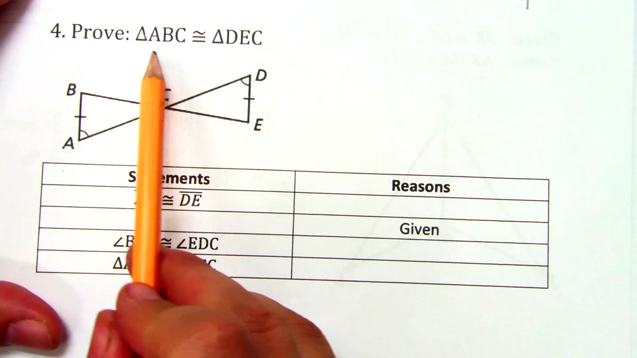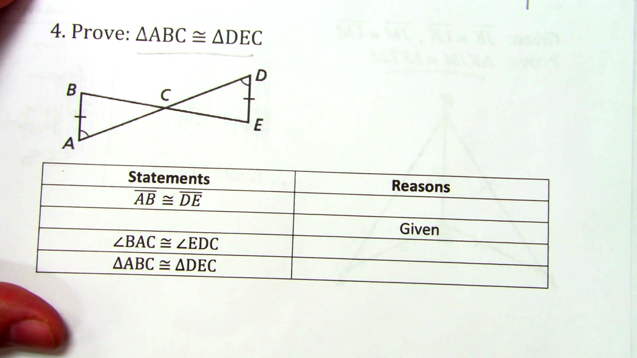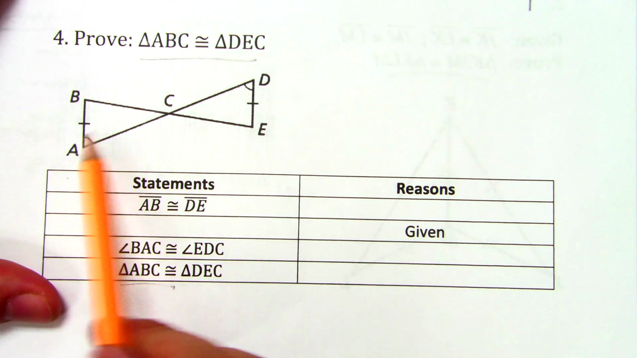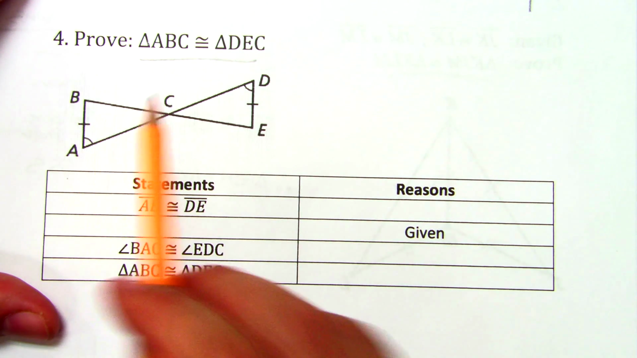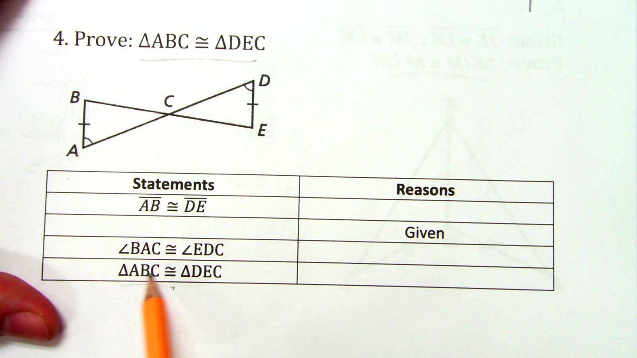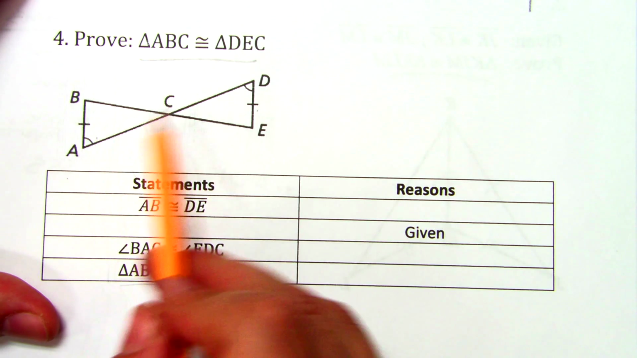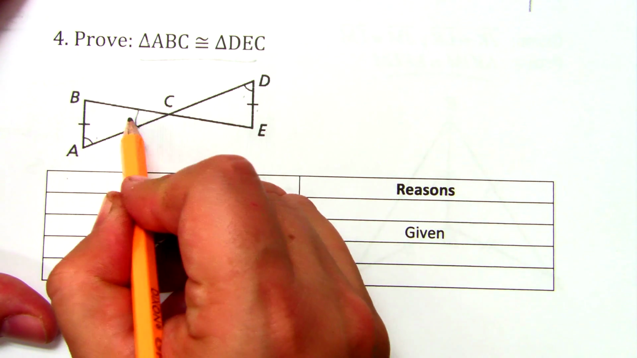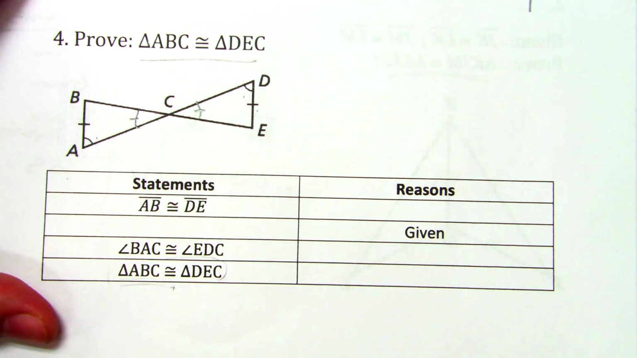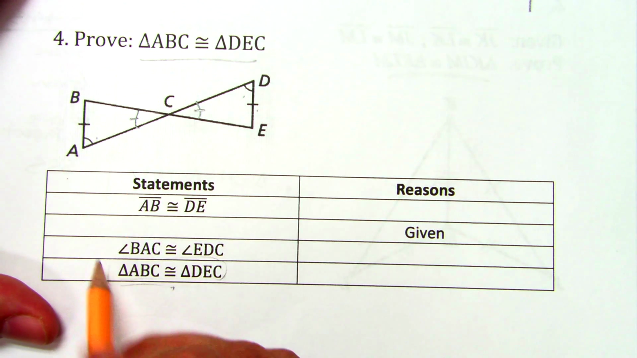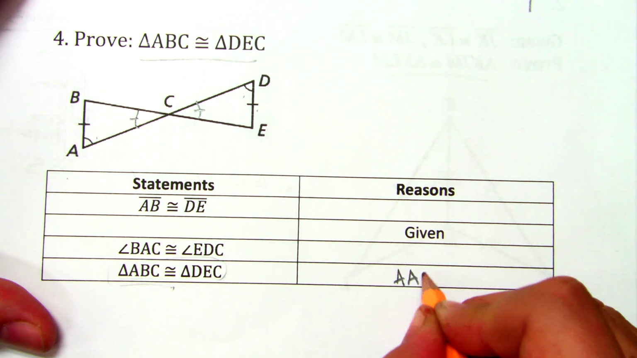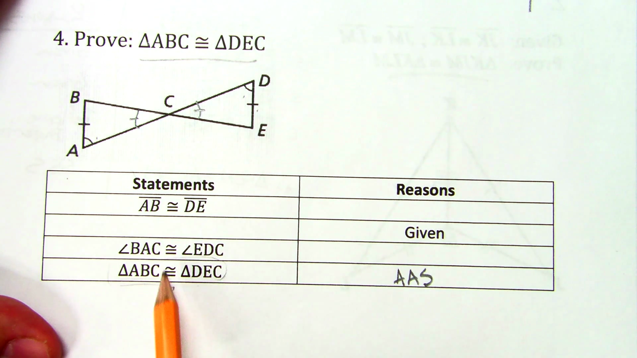Okay, so we're trying to prove that triangle ABC is congruent to triangle DEC. And that, again, that's our last step, as it should be. First thing we want to do is look at the picture and whatever we're given and figure out which theorem we're going to use. So we're going to kind of start at the bottom. What's our reason for saying these two triangles are congruent? We've got two sides, we've got two angles, and we also have these vertical angles. We should always be looking for those vertical angles, right? Okay, I've got angle, angle, and side. So I'm going to use angle, angle, side to prove that these two are congruent.